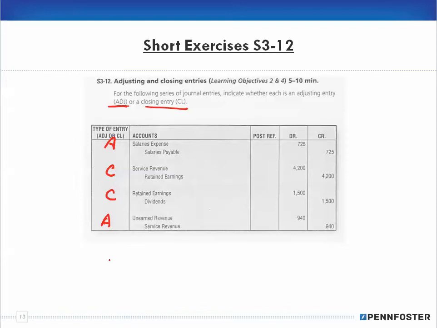I mean, the problem gave 5 to 10 minutes in order to do this one, and I did that in less than a minute, just because I know from the concept that when I make closing entries, I'm closing out to retained earnings.